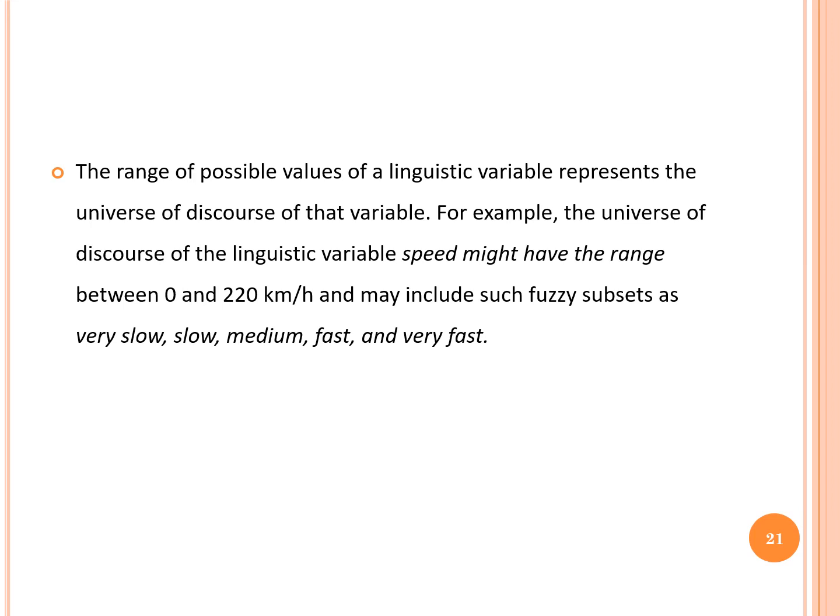Okay, the range of possible values of a linguistic variable represents the universe of discourse of that variable. For example, the universe of discourse of the linguistic variable speed might have the range between 0 to 220 kilometers per hour, and may include such fuzzy subsets as very slow, slow, medium, fast, and very fast.